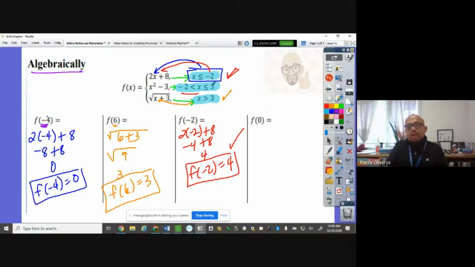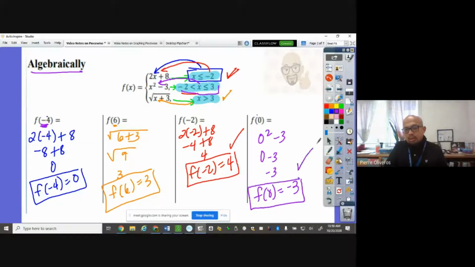f of 0. 0 is not less than or equal to -2. 0 is not greater than 3, but 0 is between -2 and 3. So I'm going to plug in the 0 for the x here. So 0 squared minus 3, 0 minus 3, -3. So f of 0 is equal to -3. Kaboom.